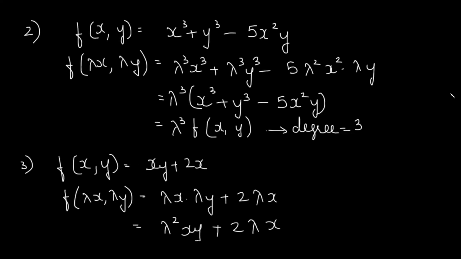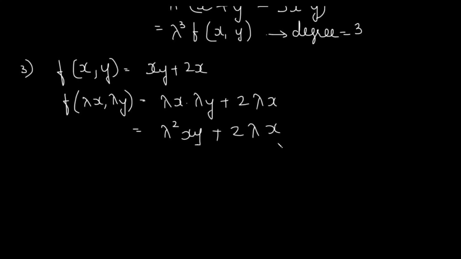Now what do you see over here? You see that we cannot take λ or λ square common and get f(x,y), isn't it? Even if we take λ common, we are not getting f(x,y), that is xy plus 2x doesn't come in the bracket because we get λ(λxy plus 2x). So this λ is coming extra, which we cannot take outside the bracket. That means this is not a homogeneous function, and therefore we do not have to discuss the degree of the function also. So now I hope you have understood what is the meaning of a homogeneous function.